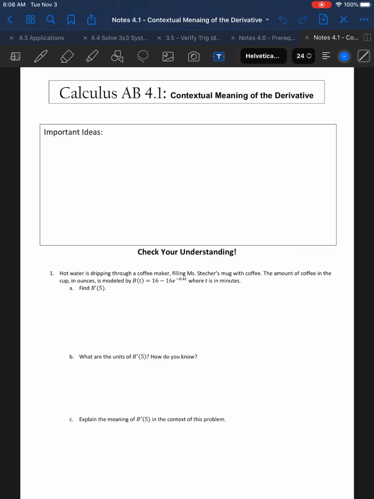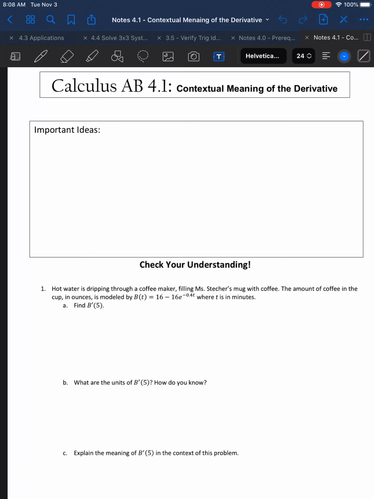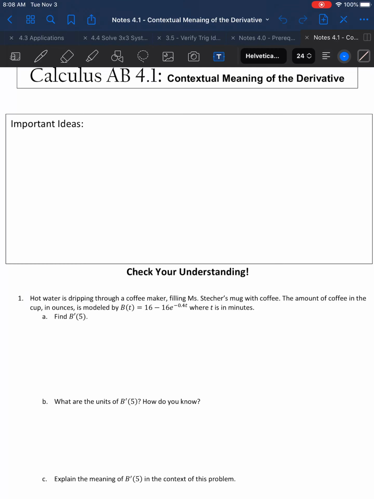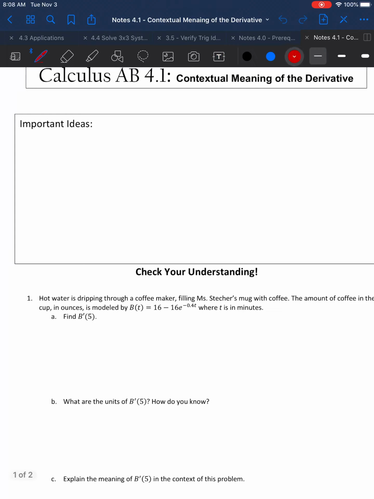Hey guys, today we are going to talk about the contextual meaning of a derivative. So, non-fancy way of what does the derivative mean in context of the problem? So let's start with the derivative. The derivative is the slope of the tangent line, but think about what a slope is. Slope is a rate of change of the dependent variable y with respect to the independent variable x.